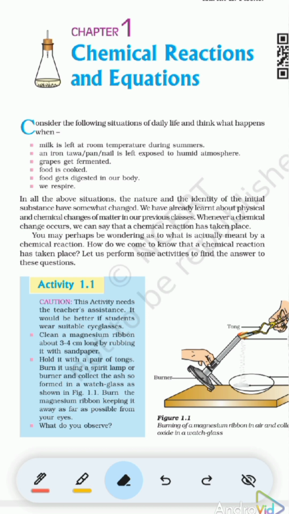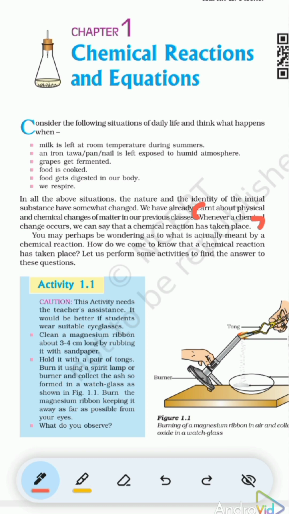We have already learnt about physical and chemical changes of matter in our previous classes. Whenever a chemical change occurs, we can say that a chemical reaction has taken place. So you may perhaps be wondering as to what is actually meant by a chemical reaction. How do we come to know that a chemical reaction has taken place?